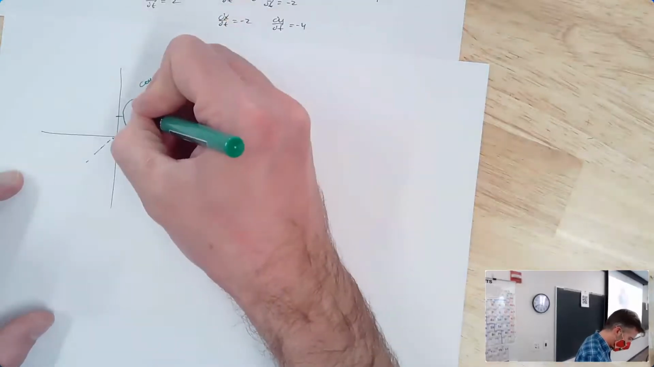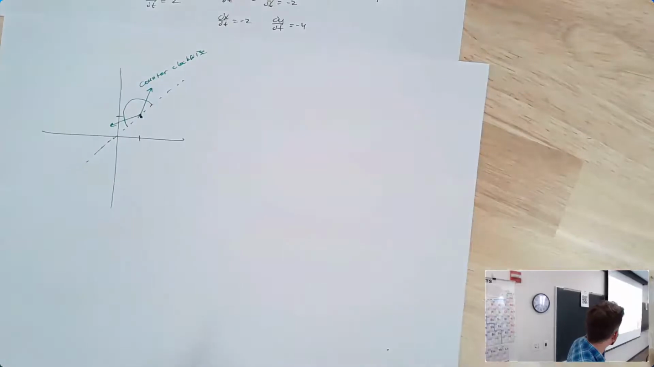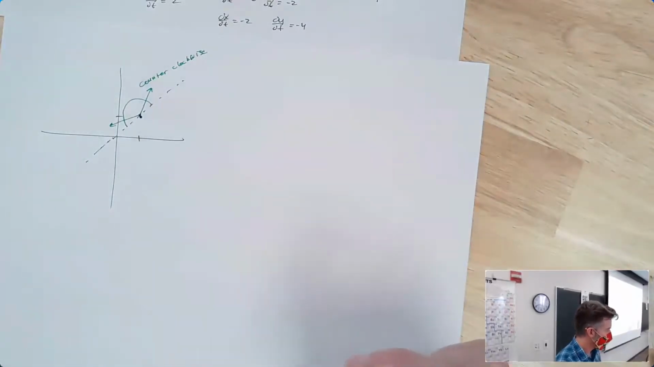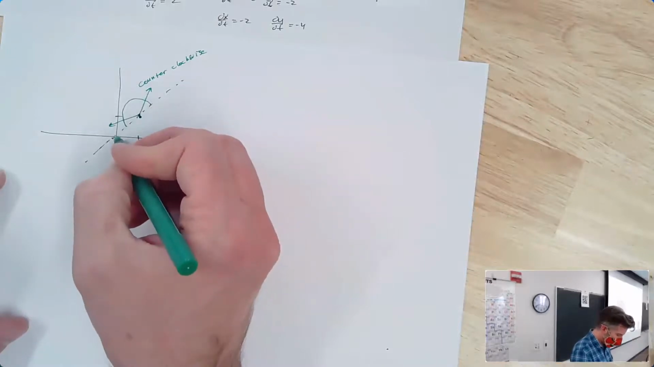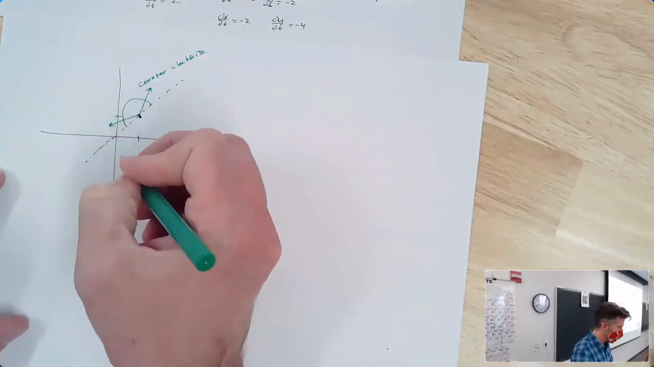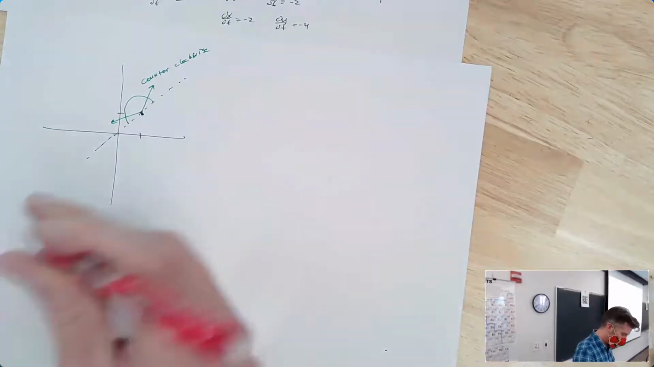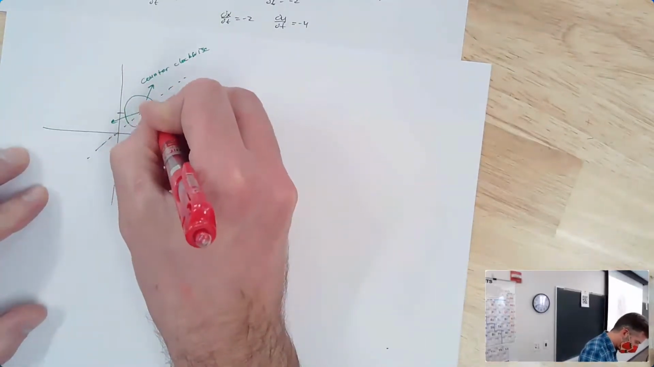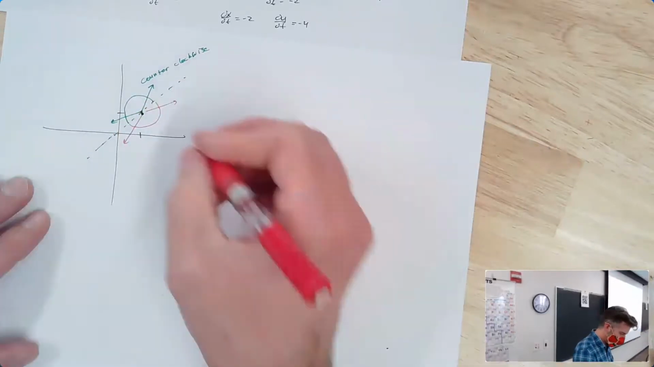Then you could be pointing that way, or you can be pointing that way. You're still going to be counterclockwise, because you're essentially traveling in a direction that's going to lead you around the origin on this side of the origin. Whereas if you end up going some way in this direction, that's going to be clockwise.